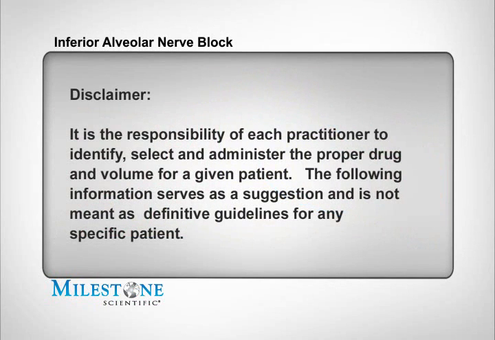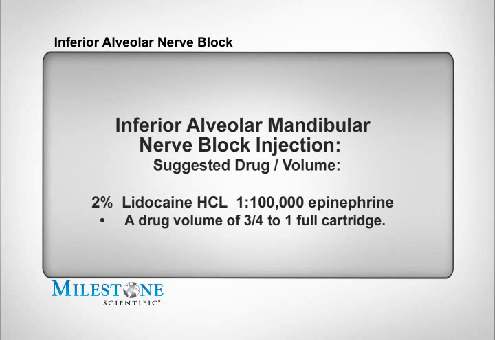It's the sole responsibility of each practitioner to identify, select, and administer the proper drug and volume for a given patient. The following information serves as a suggestion and is not meant as definitive guidelines for any specific patient. The suggested drug and volume to perform the inferior alveolar nerve block injection is 2% lidocaine HCl, 1 to 100,000 epinephrine. A drug volume of 3/4 to 1 full cartridge is the suggested volume when performing the inferior alveolar nerve block.